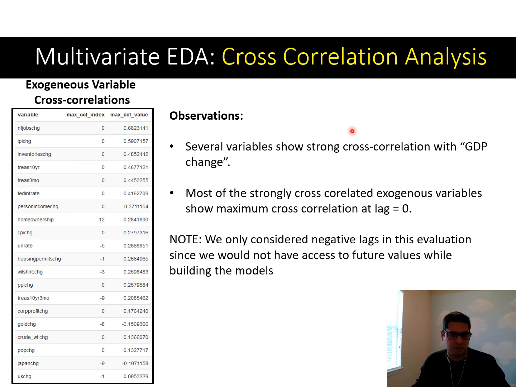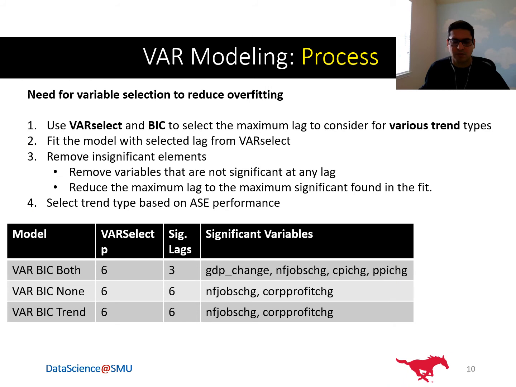What this means is that we may not have to use too many lags in our multivariate model when we eventually build those models. So for building the VAR model, because we had 20 exogenous variables, we couldn't really use all the variables in the VAR model because it would lead to overfitting.